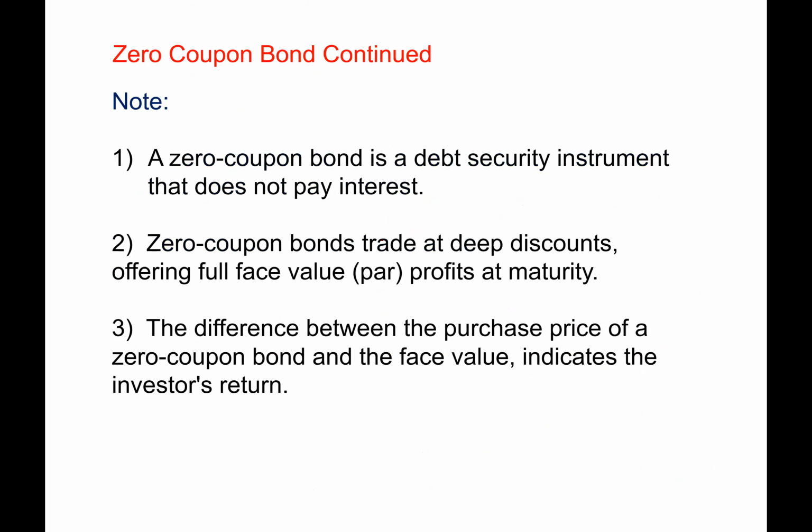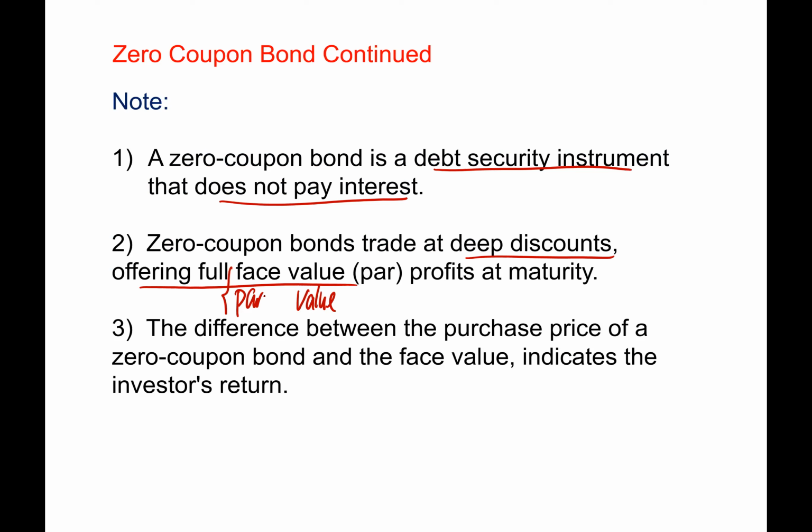Okay, and now some key notes about the zero coupon bond. A zero coupon bond is a debt security instrument that does not pay interest, and on the statement, it doesn't say they pay you interest on a regular basis. Remember, you get a deep discount when purchasing the zero coupon bond, and that deep discount is your interest earned on this investment. Zero coupon bonds trade at a deep discount, offering full face value, or par value. They also call face value par value.